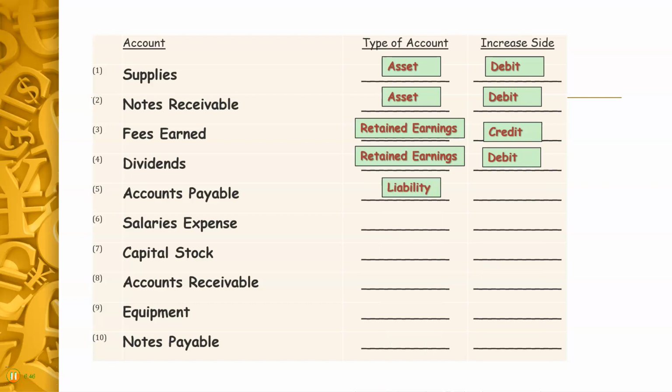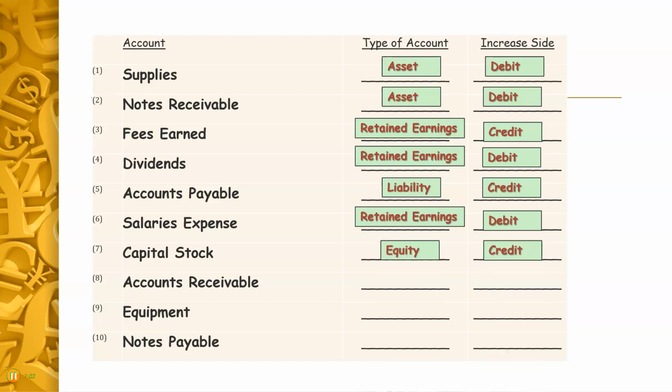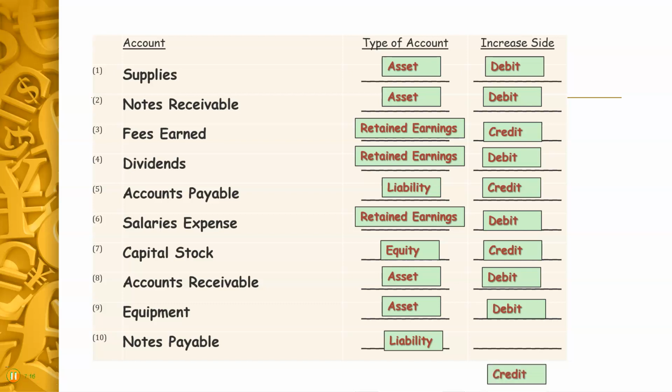Accounts payable is a liability, we increase with a credit. Salaries expense is retained earnings, but since it reduces retained earnings, it's a debit because the normal balance of retained earnings is a credit. Capital stock is equity, we increase with a credit. Accounts receivable is an asset, we increase with a debit. Equipment is an asset, we increase with a debit. And notes payable is a liability, and we increase with a credit. So that concludes this part.